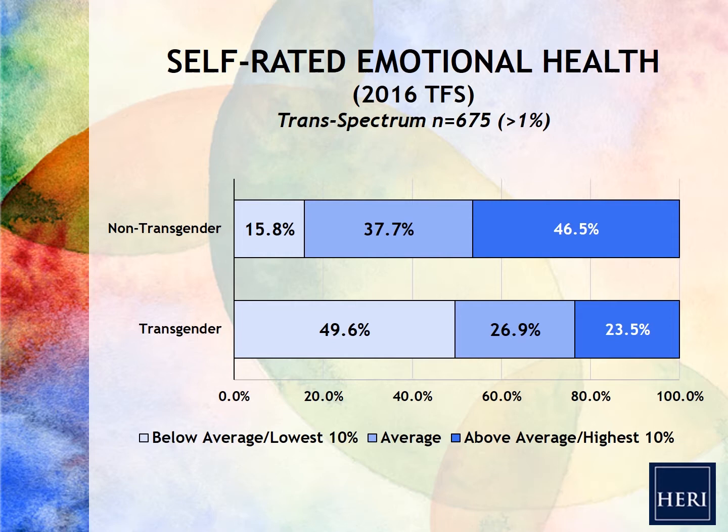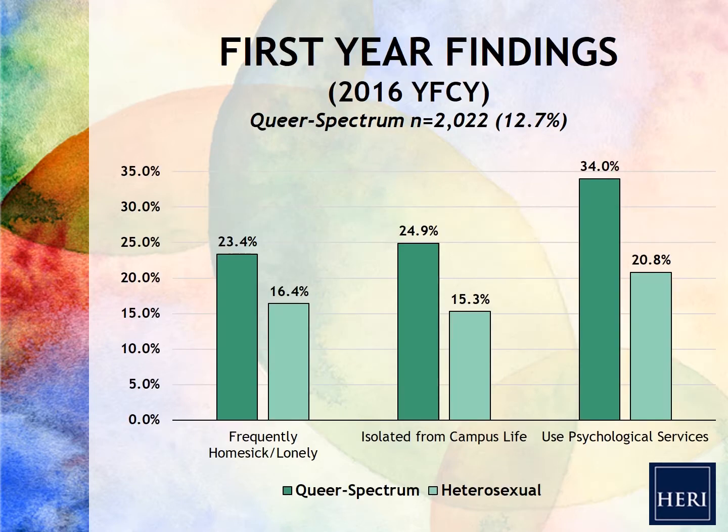Very briefly, I'll touch on this. This was the end of the first year survey, so there were 2,000 students, and it doesn't look like things are getting much better at the end of the first year. We see that queer spectrum students were more likely to frequently feel homesick or lonely, and feel isolated from campus life. They were more likely to use psychological services, which I like to think is a good thing if the services are, as I mentioned, prepared and appropriate for students who are having these needs. Next slide, please.